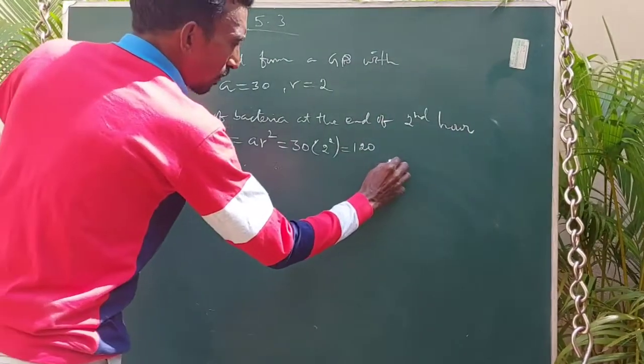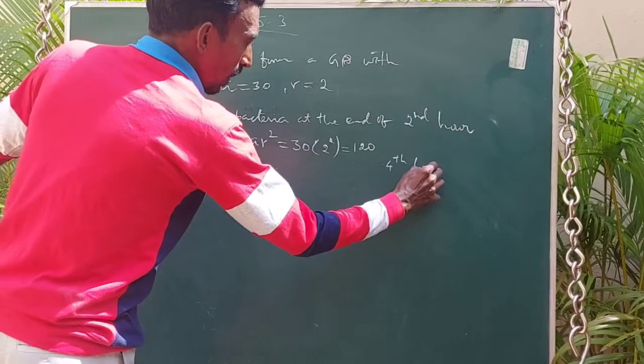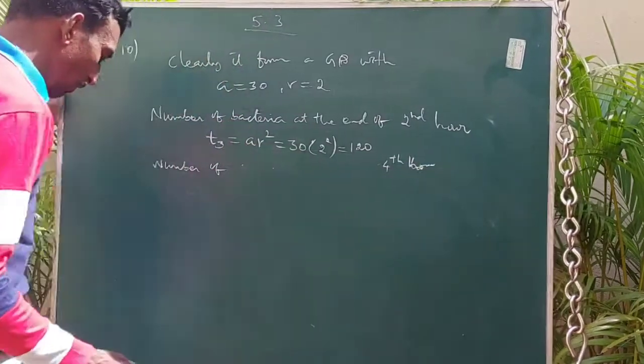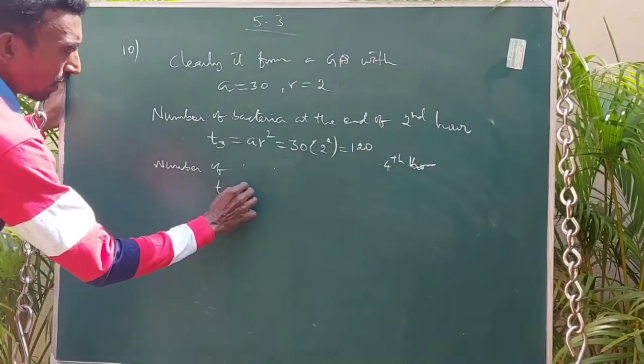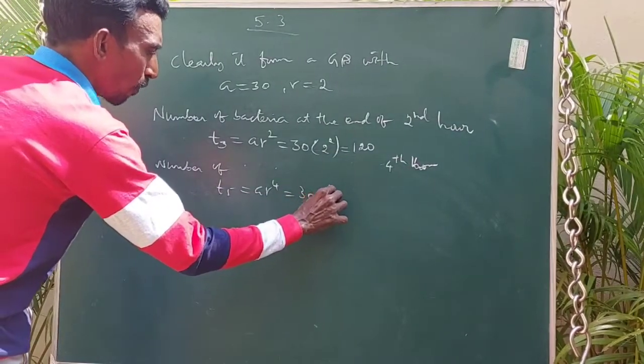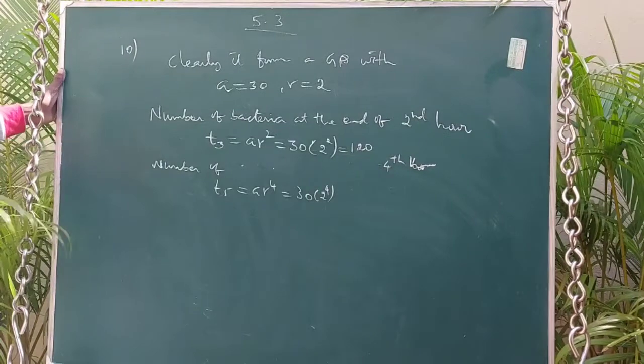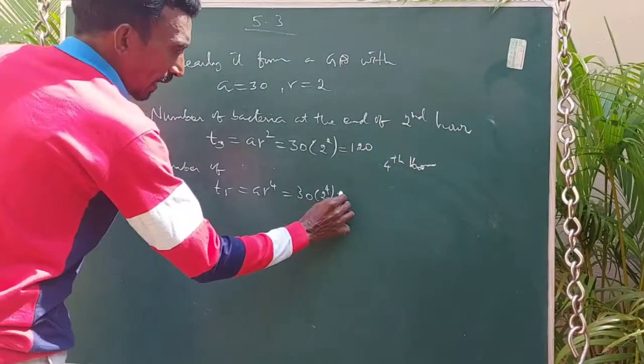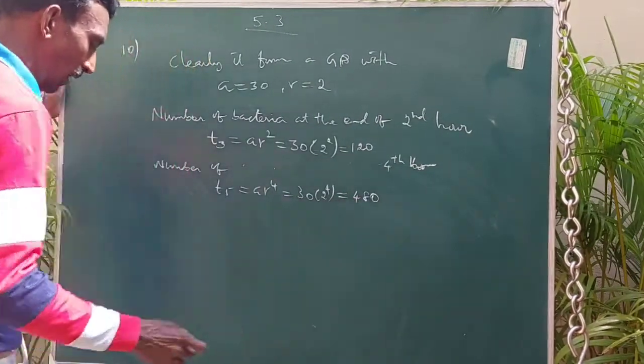Okay. Similarly, the number of bacteria at the end of 4th hour. At the end of 4th hour means it is 5th term. So T5, AR power 4. So 30 into 2 power 4. So 2 power 4 is 16. 16 into 3, 48. So 480.